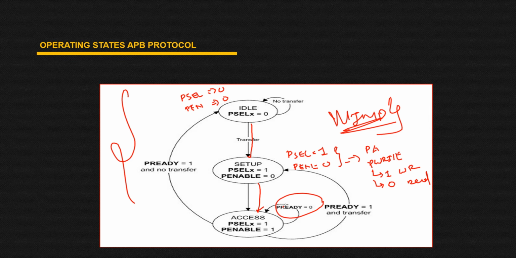Now in which scenarios can you move to the setup phase, and in which scenarios to the idle phase? Whenever you have some transactions left to be done, you can move to your setup phase. In that case you just have to deassert your PENABLE signal. Your PSELECT signal should stay high. But if all the data transfer has been completed, then you can move to your idle phase. In that case both the signals, PSELECT and PENABLE, should be low. Okay, I hope it's clear.